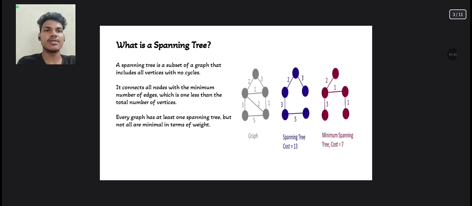What is a spanning tree? A spanning tree is a subset of a graph that includes the vertices with no cycles. There are no cycles in the spanning tree. Only the vertices and the edges are connected, so it is called a spanning tree. It connects all nodes with the minimum number of edges, which is one less than the total number of vertices. Every graph has at least one spanning tree, but not all are minimum in terms of weight.